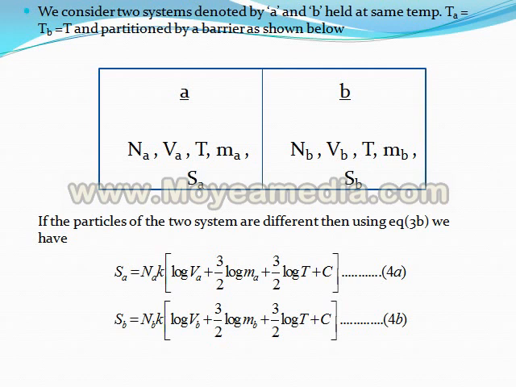If the particles of the two systems are different, then using equation 3b, we have SA equals NAk bracket start log VA plus 3 by 2 log MA plus 3 by 2 log T plus C bracket closed. Equation 4a. SB equals NBk bracket start log VB plus 3 by 2 log MB plus 3 by 2 log T plus C bracket closed. Equation 4b.